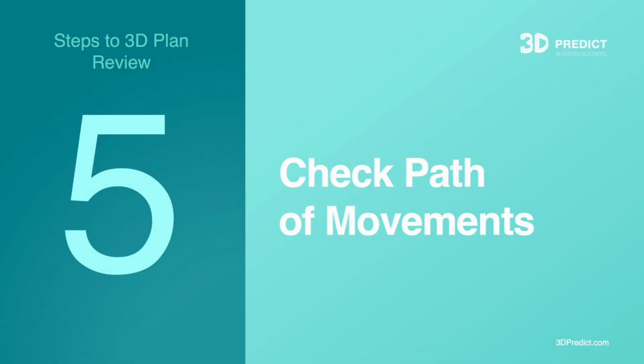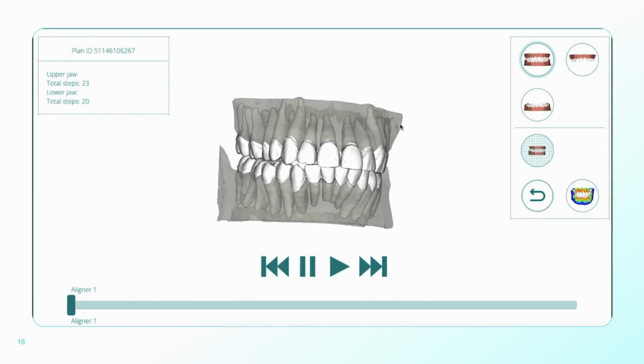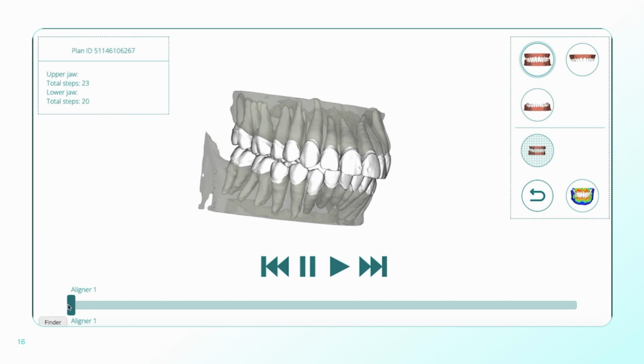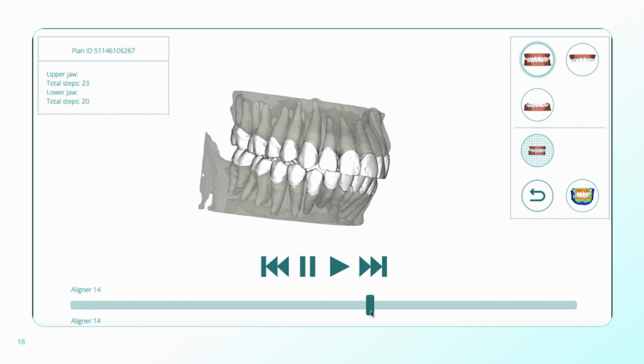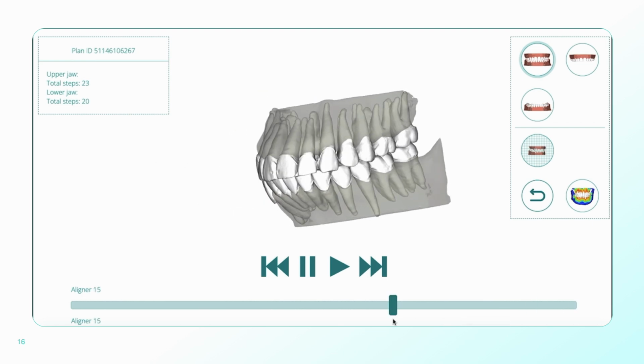The last step, and one that you should only check if you submitted a CBCT, is to check the path of movements. For this, once again, refer to the root and bone views. It is useful to scroll back and forth to get a good sense of the movements happening at each step of the treatment. Please observe the roots carefully.